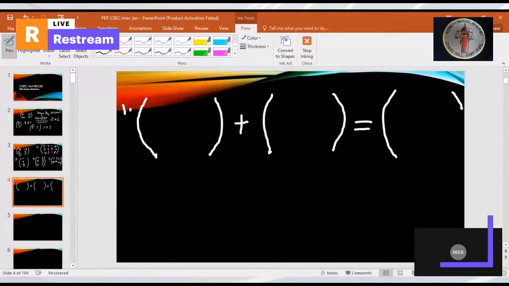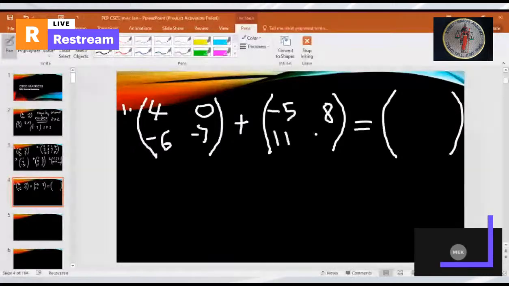So, for example, we have 4, 0, -6, -7, and here we have -5, 8, 11, and 2. Corresponding corners. So the 4 is in the same corner as the -5. We're going to add 4 and -5, and we get -1. 0 plus 8 is 8.